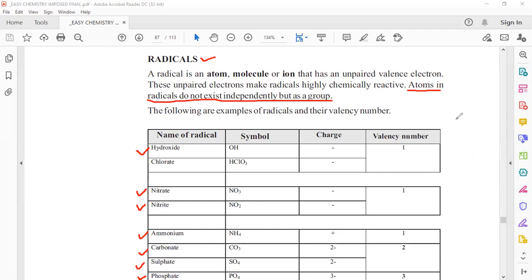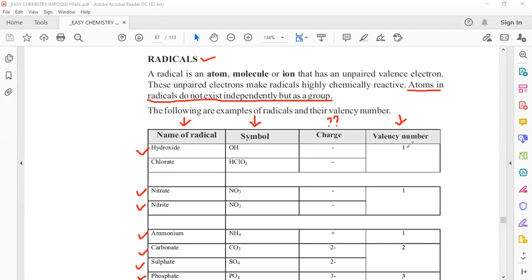So our focus is on the name. It's a must to know the name of a radical. We have to know the symbol. The charge at this particular point is optional, and the valency number. These are the key three things that we need to know about the radicals: the name, the symbol, and the valency number.